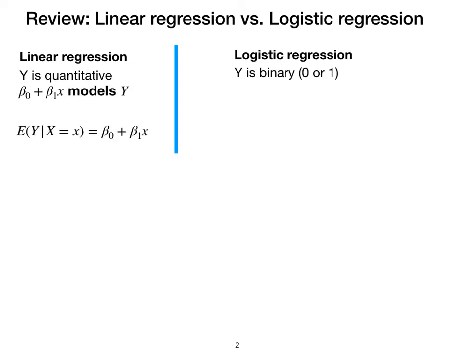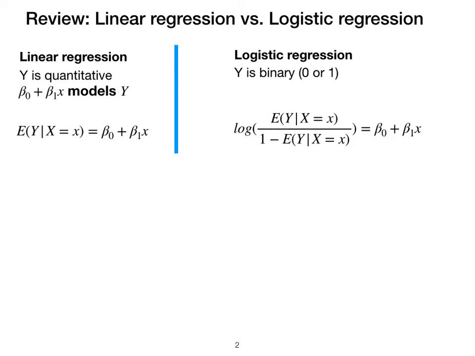In linear regression, the population model format is expected y given x equal to beta 0 plus beta 1x. So we can see that beta 0 plus beta 1x is modeling y, the response variable, directly. Not so in logistic regression.